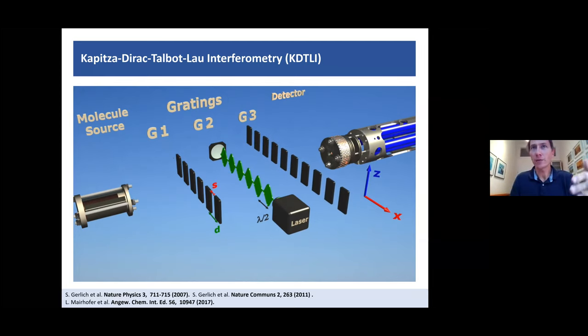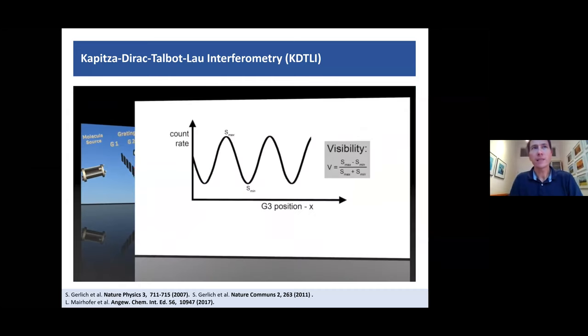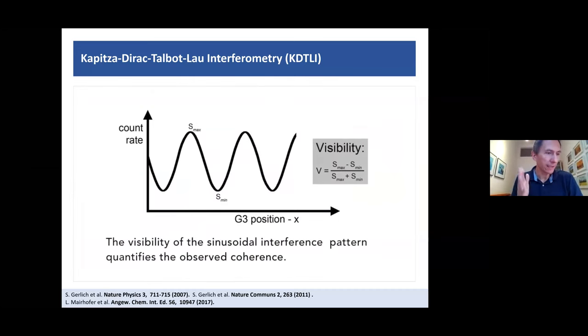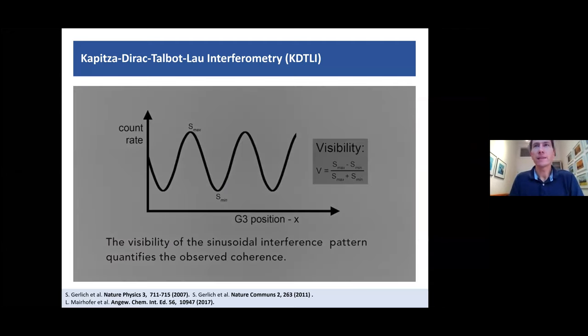There are two possible paths to get to the detector. And the detector in this case is a third grating that scans across the interference pattern. What you expect to see is a kind of, in this case, sinusoidal fringe. And the amplitude of this fringe, the visibility, so to say, is what tells you how quantum the thing was. So that was the relative rough outline.